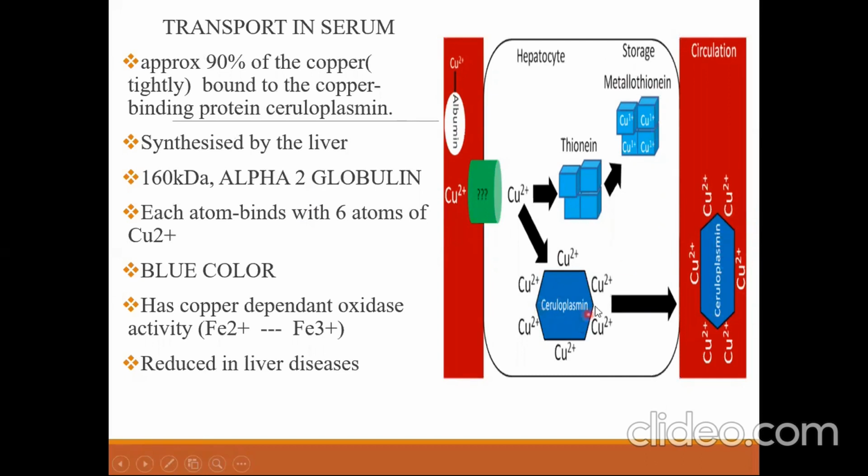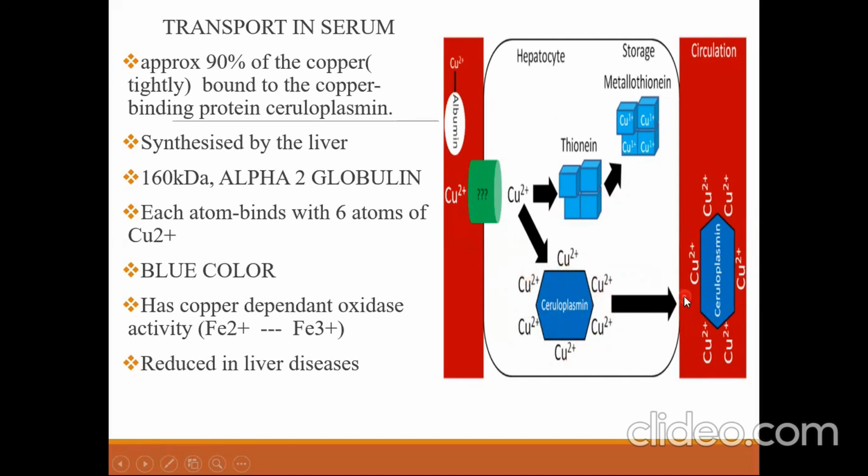This ceruloplasmin is synthesized within the hepatocytes. It is a 160 kilodalton protein. It is an alpha-2 globulin protein, and each molecule can bind 6 copper atoms. So every molecule of ceruloplasmin can bind with 6 atoms of copper. The color of ceruloplasmin is blue because it has a high content of copper. Ceruloplasmin is synthesized in the liver.